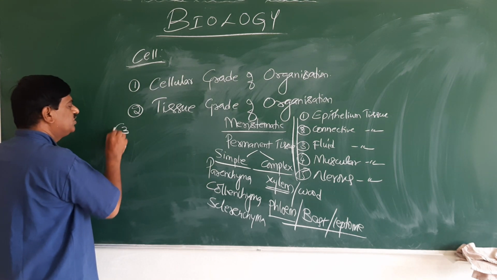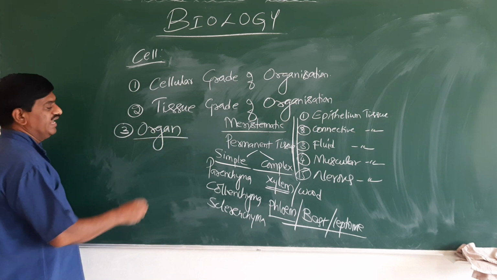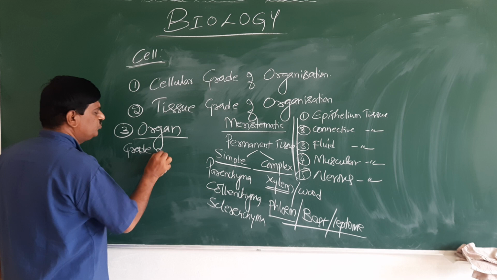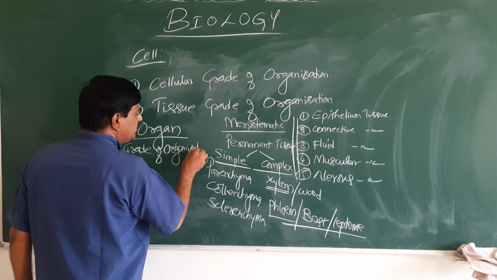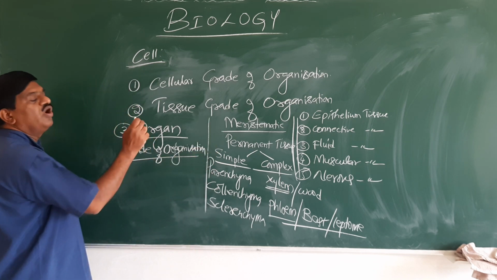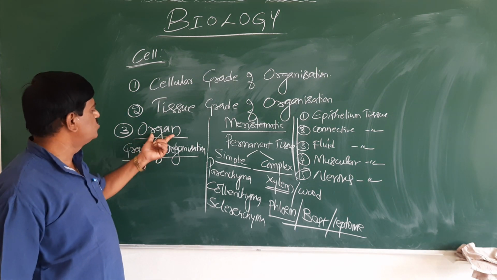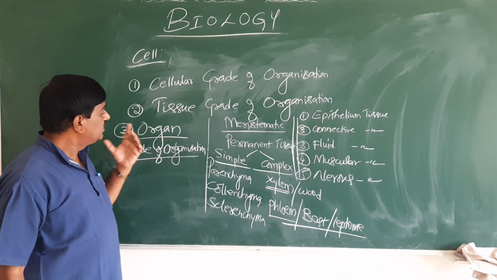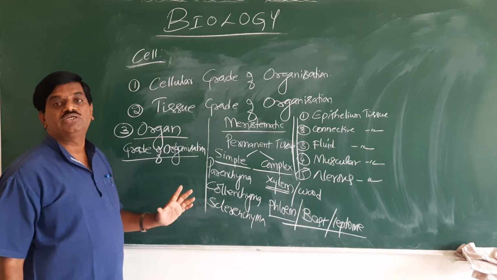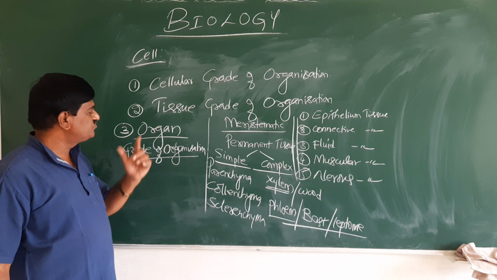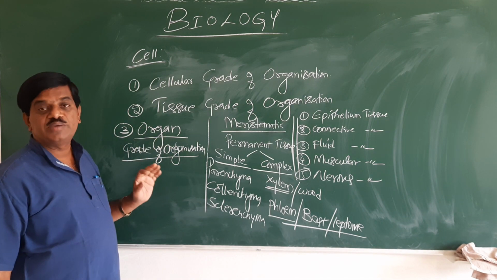Now we'll go for the third one, called organ grade of organization. Here we know that a group of tissues helps in the formation of various organs. Different types of tissues help in the formation of organs. Like this, we have various organs in the body. For example, when you take a human heart, it is made up of many different types of cells. Pancreas, kidney, liver: in all of these we have various types of tissue.